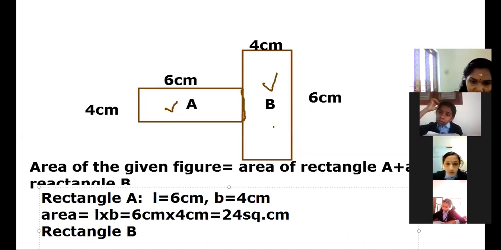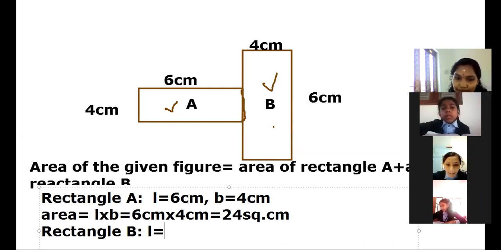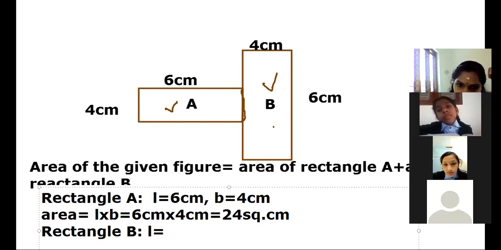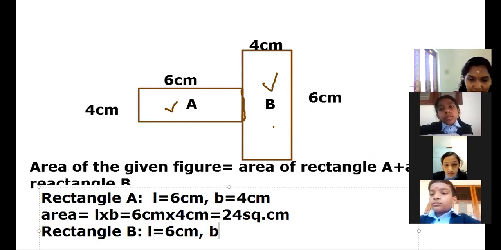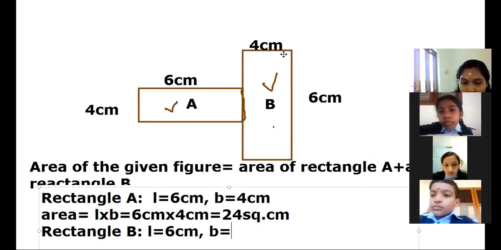Now let's move on to rectangle B. Consider rectangle B. Now find L. What is L here? The longest side will be the length. In the case of B, the length is 6 centimeter. And what is the breadth, B? 4 centimeter. It is 4 centimeter.